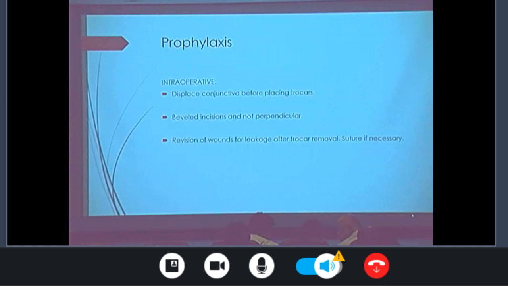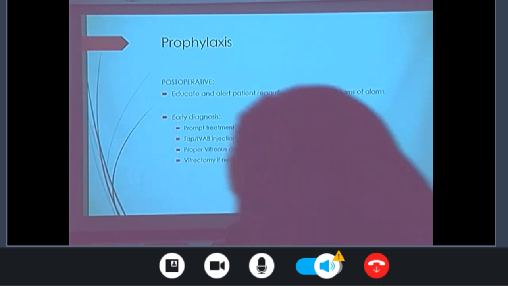Intraoperatively, it is theorized that if we displace the conjunctiva before placing the trocar and then allow it to slide back into place, it will create a wound that is not directly communicated with the ocular surface. The incisions should be beveled and not perpendicular. And at the end of the surgery, we must check our incisions for leakage. And if there's vitreous incarcerated in the wound, we have to remove it with a cutter. And we should suture these wounds if necessary.